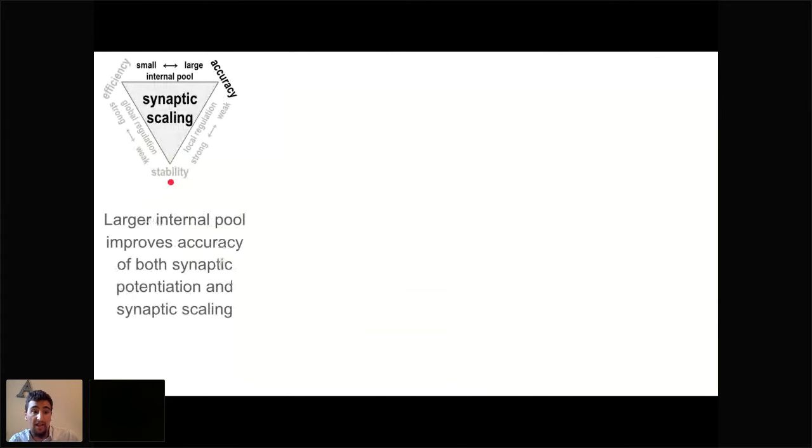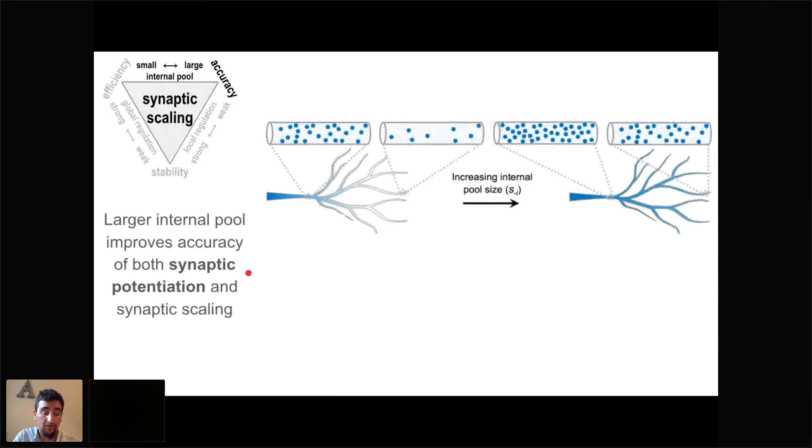Next, we're going to take a look at accuracy. We're going to discuss both accuracy in synaptic potentiation and accuracy in synaptic scaling. Let's start with synaptic potentiation. To assess how well a neuron can potentiate its synapses, we're going to compare two equivalent neurites for a fair comparison between one neurite that's potentiated and one that's not. We're going to look at this over different internal pool sizes. Remember that this S minus I corresponds to the size of the internal pool.